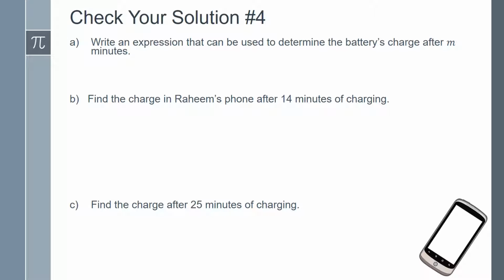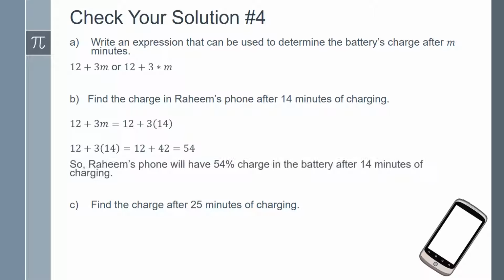We will start by writing our expression. The expression 12 plus 3m, or 12 plus 3 times m, represents the charge in Raheem's phone after m minutes of charging. After 14 minutes, 12 plus 3 times m becomes 12 plus 3 times 14. 3 times 14 equals 42, so the expression becomes 12 plus 42, which equals 54. Raheem's phone will have 54% charge in the battery after 14 minutes of charging.